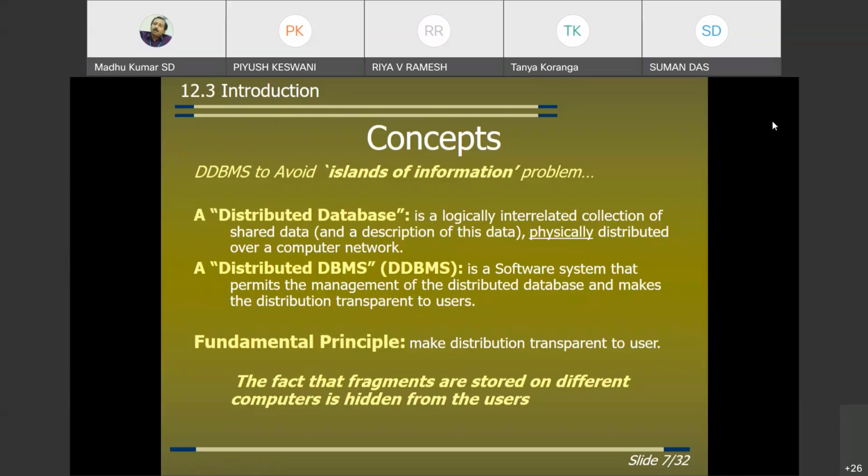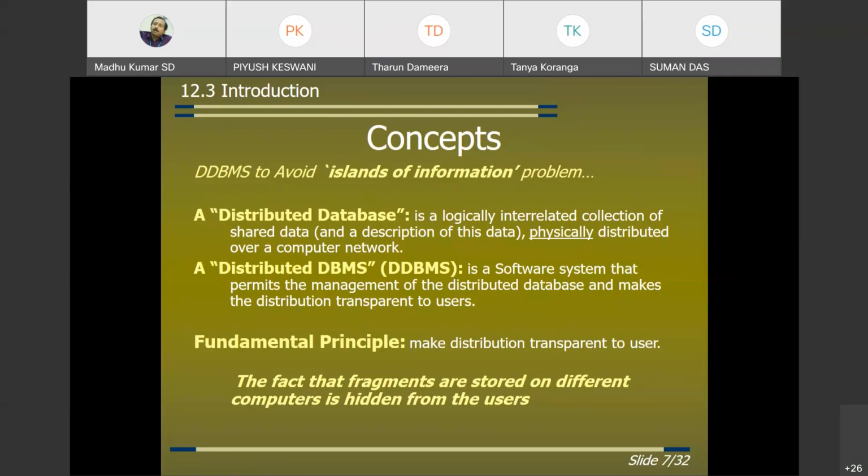So what do you mean by the distribution being transparent to the user? Tarun, Demira? Hello, sir. I'm audible. Yes, you are audible. So the user need not really know whether he is querying a central database or a distributed database. As long as he makes a query, the result will be given. So it will not be visible to the user.